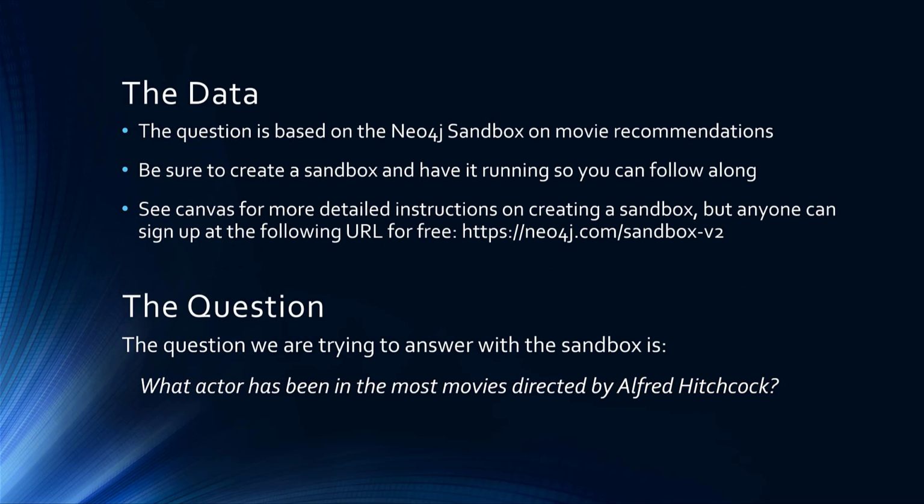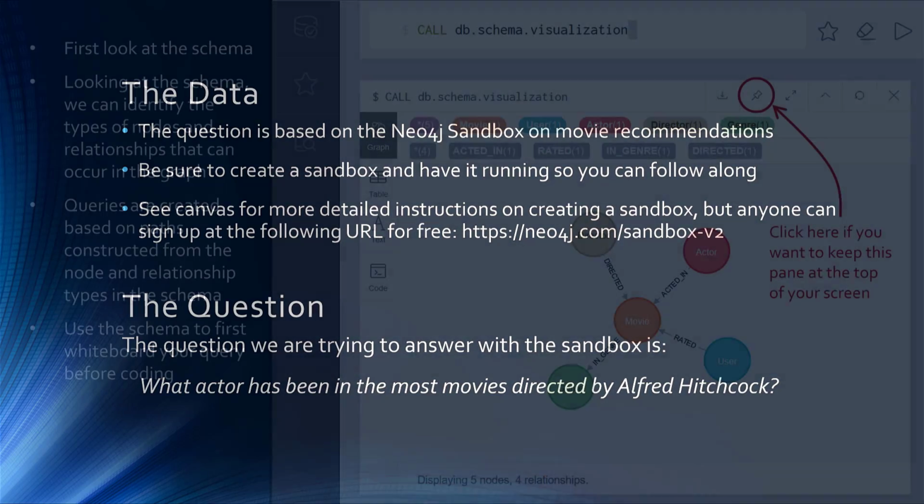The question covered in this video is based on the Neo4j sandbox for movie recommendations. If you have not created a sandbox, please see the instructions in Canvas. If you stumbled upon this video, you too can follow along by creating a free sandbox at the URL shown here. The question we are asking of the data in this video is, what actor has been in the most movies directed by Alfred Hitchcock?